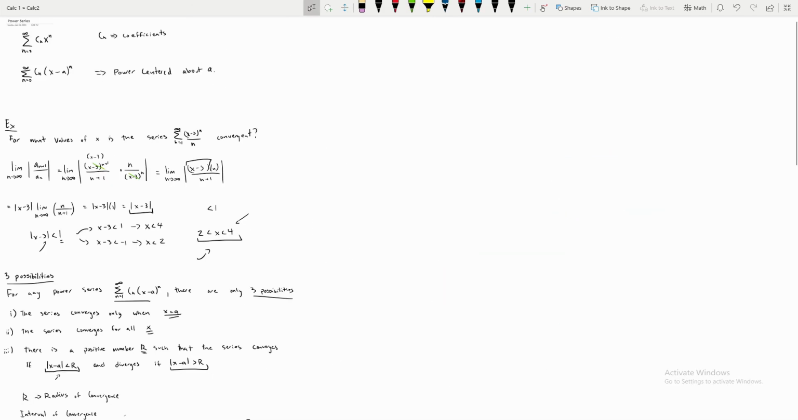So that's it for this quick little introduction on power series and basically how to find their radius of convergence and intervals of convergence as well.